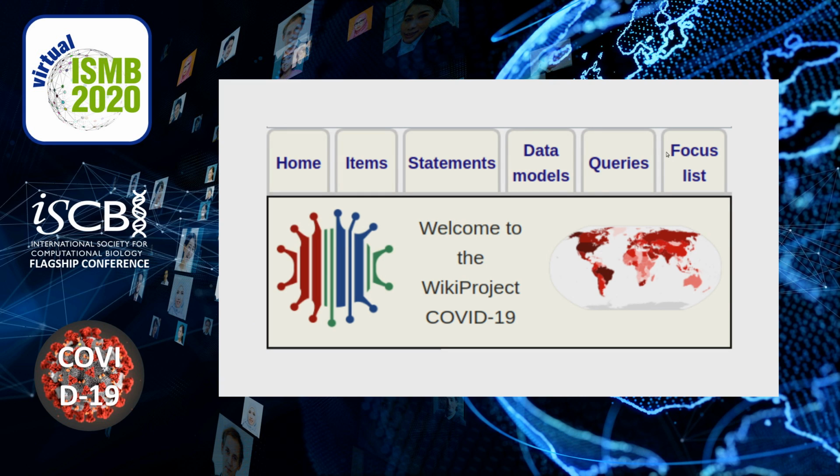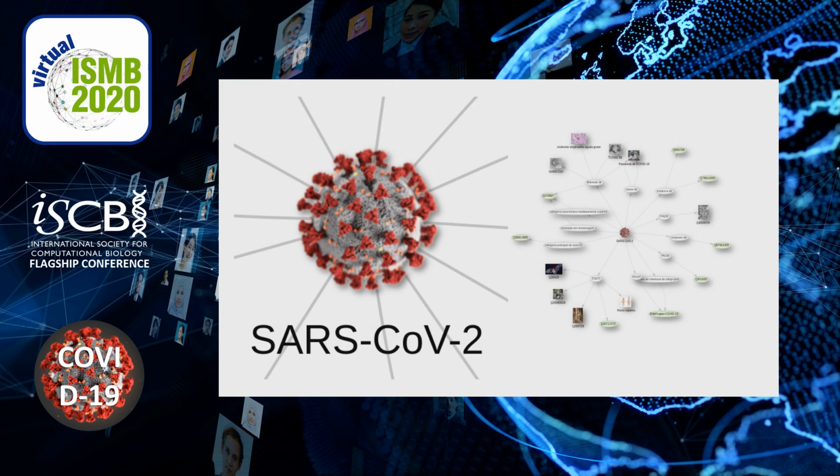Let's start by saying welcome to the WikiProject COVID-19. So this is the front page of the project. The project was created on the 16th of March of this year to handle data about COVID-19 on Wikidata. Wikidata is a database, a knowledge base behind Wikipedia. It doesn't have all the information on Wikipedia, but it aims to have encyclopedic knowledge, so knowledge about anything that is worth mentioning on Wikipedia. For example, SARS-CoV-2 is really worth mentioning on Wikipedia.